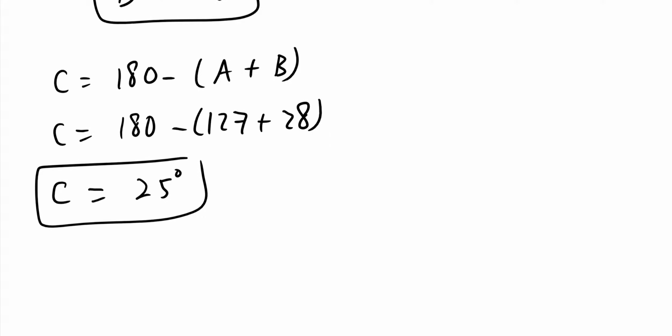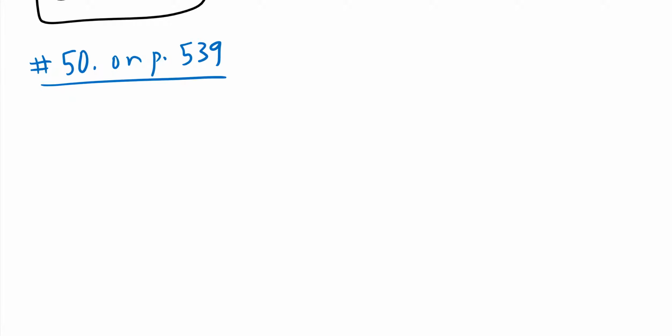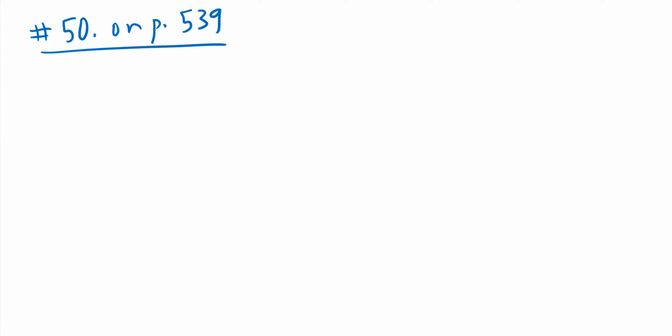Now let's look at an example, like an application. I'm gonna go over number 50 on page 539, and I'm gonna say exactly what the question is stating. So this is about finding the length of a wire. They call it a guy wire. So we have a radio tower. So let's say this is the ground level.